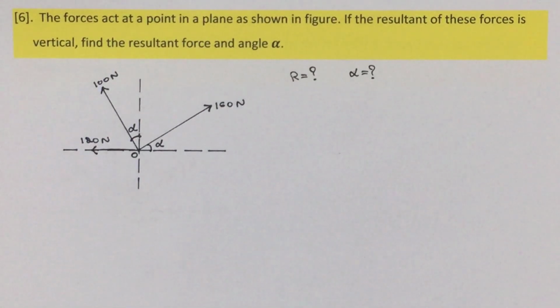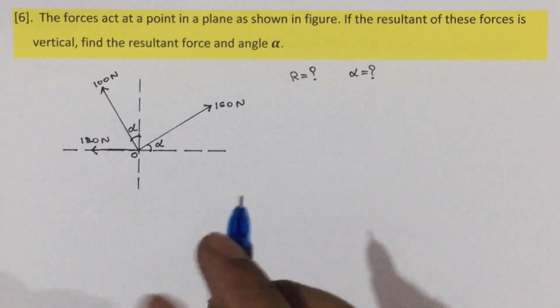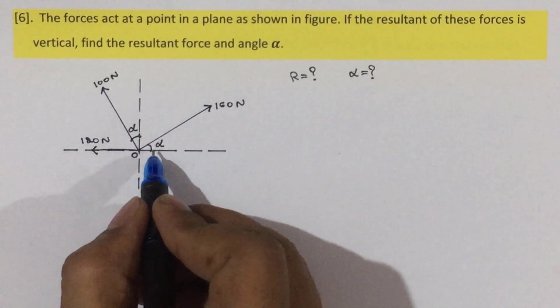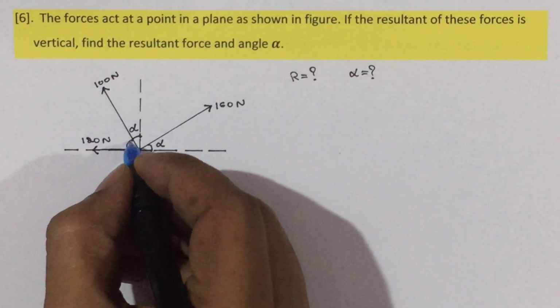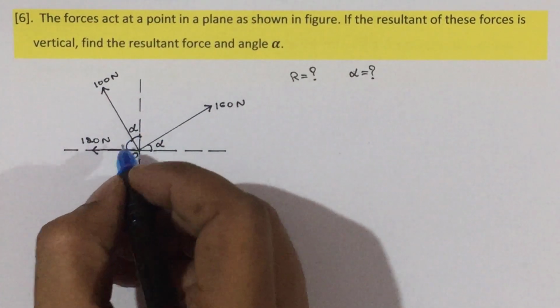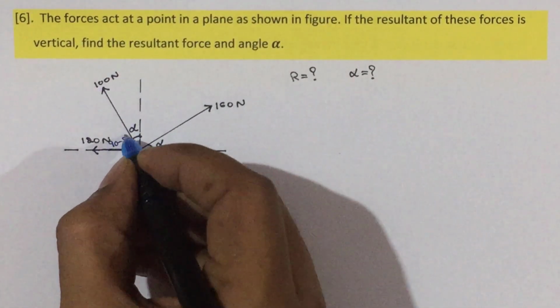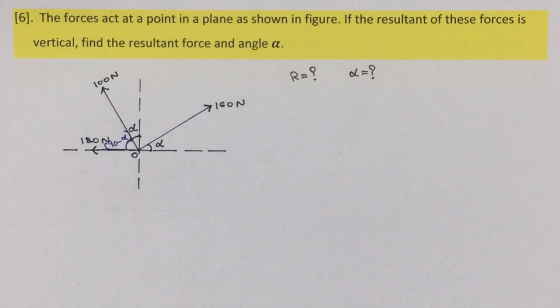So, we will proceed according to the procedure. The first step is theta and splitting. We need the horizontal angle for the inclined forces. For 160, the horizontal angle is alpha. For 100, the vertical angle is alpha, therefore the horizontal angle is 90 minus alpha. So 120 is horizontal. Next step is splitting.